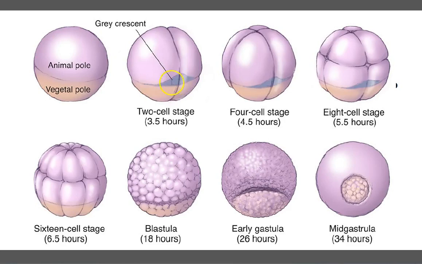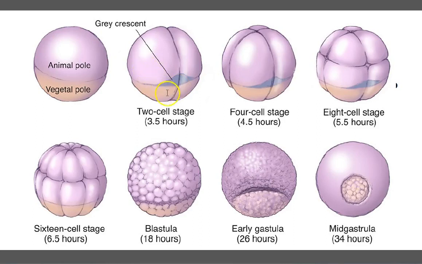The gray crescent is actually opposite the point of penetration of the sperm into the egg cell. So wherever the point of penetration is, on the opposite side of that you have the gray crescent. And that will now demarcate where the first division or cleavage will happen. The first cleavage, which usually happens in the frog at around 3.5 hours after fertilization, is perpendicular to the gray crescent, as you can see here. So the first cleavage is perpendicular to the gray crescent.